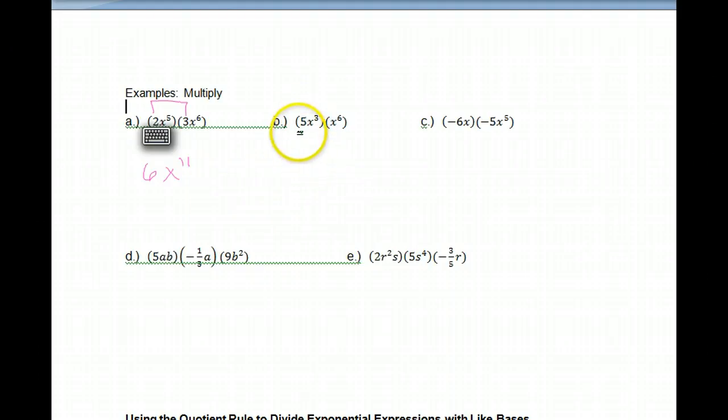Letter B, we have 5 times a coefficient of 1 makes 5. And then you're going to keep the base the same and add your exponents. 3 plus 6 is 9. Why don't you guys go ahead and try letter C. Go ahead and do letter C, pause the recording, press play when you're ready.